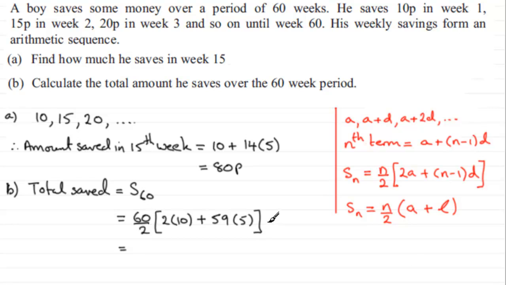If you do that, you should find you get 9,450. And remember that being pence, or if you want to write it in pounds, that's £94.50. Okay? Well, I hope it's given you an idea over those parts if they were giving you problems.